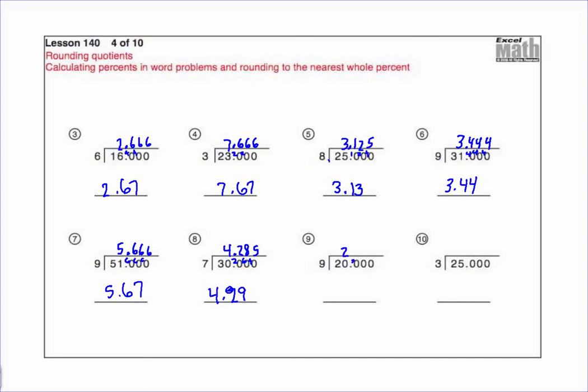9 goes into 22 times. That's 18. Remainder 2. 9 goes into 22 times. Remainder 2. So 2.22. 3 goes into 25 8 times. That's remainder 1. 3 times, remainder 1. And so you see we keep getting the 3 over and over again. 8.33 is our answer.